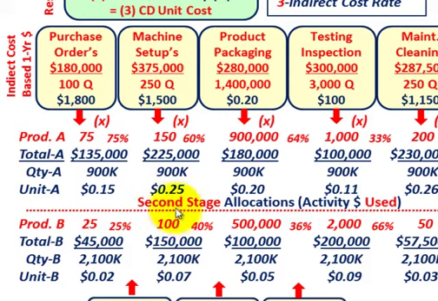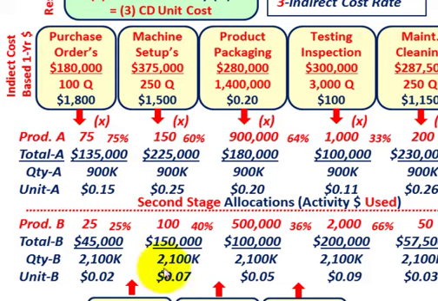Product B is going to get, of the 250, the remaining 100 machine setups. Again, that's 40%, whereas product A was 60%. So 100 setups times $1,500 per setup, indirect cost, is going to give us 150,000 divided by the 2.1 million, so we get 7 cents a piece for product B per machine setup, per unit cost.